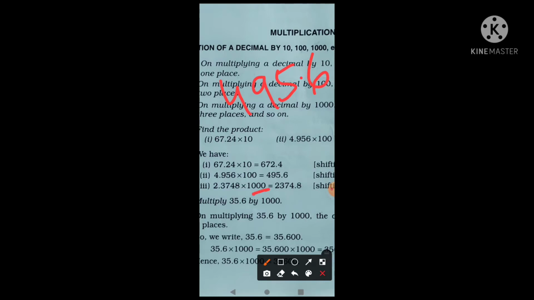It's the same with 1000 also. There are three zeros, so the decimal will move towards the right hand side 1, 2, 3 places, between 4 and 8. You can see here it is written 2374.8, from here to here the decimal has shifted in this way.